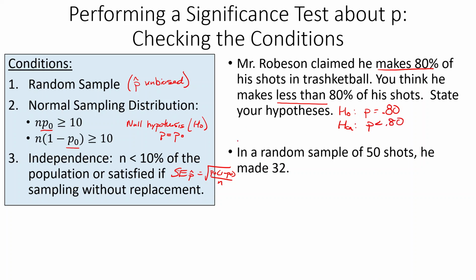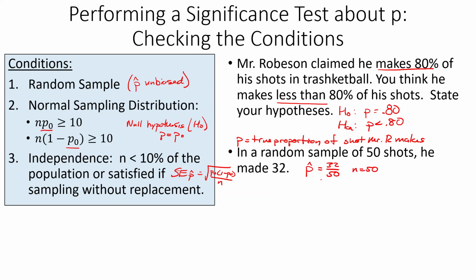And we should define our p here. It is the true proportion. We should start with the words true proportion if we're working with p of shots Mr. Robeson makes. So now in a random sample of 50 shots, he made 32. So we've got our p-hat is 32 out of 50, so that means our n is 50.